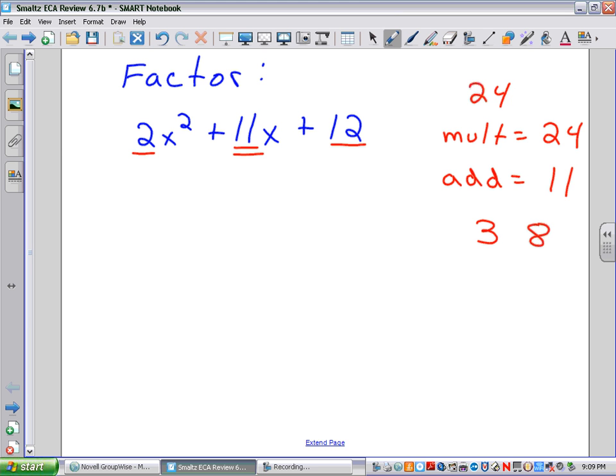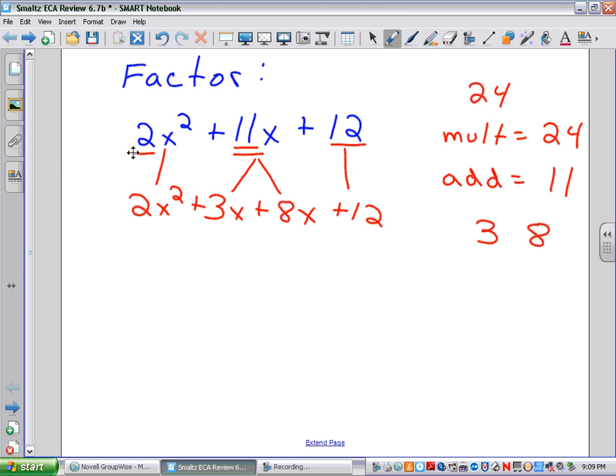So what I do is I separate this 11 and I write it as 3x plus 8x. I simply bring down my 2x squared and bring down my plus 12. And then that gives me, instead of a trinomial, a polynomial with just 4 terms. So I've gone from 3 terms to 4 terms. So I factor by grouping. What do I mean by that?